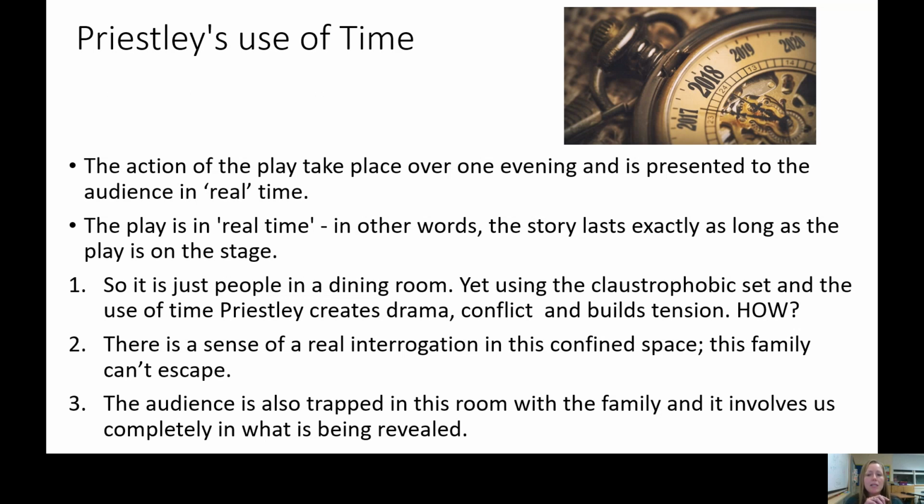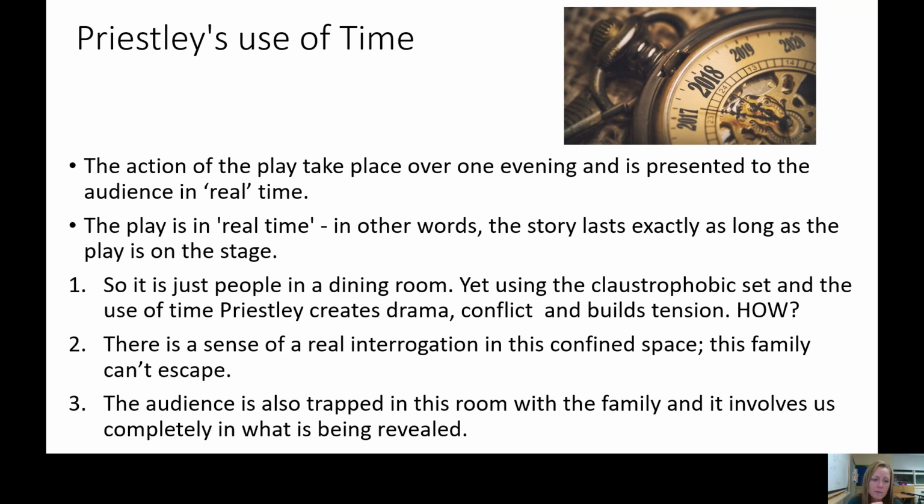So as I said earlier, it takes place over one evening and is presented to the audience in real time. So this means that the story lasts exactly as long as the play is on stage. And it means that it's different from something like Macbeth, which I said to you before takes place over several days, weeks, months, perhaps. That's not the case, okay? And arguably, the length of time that the inspector takes to question Mr. Birling is realistic. It could be the length of time that a police inspector would take to question somebody, okay? So the time is reflecting real time, and it's quite naturalistic in that sense.